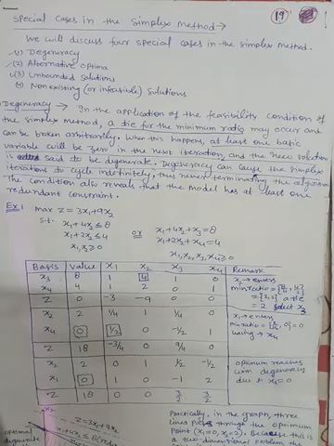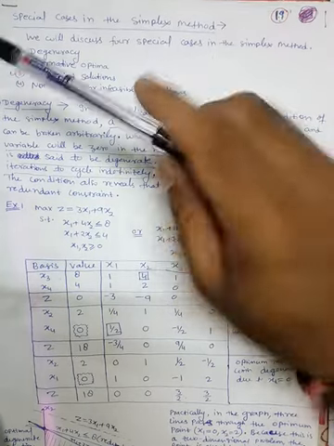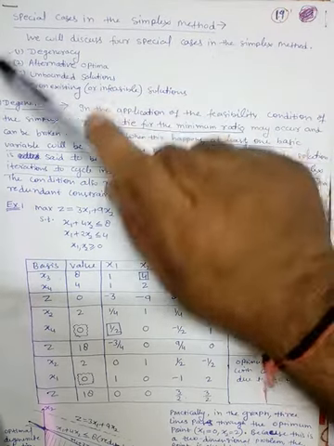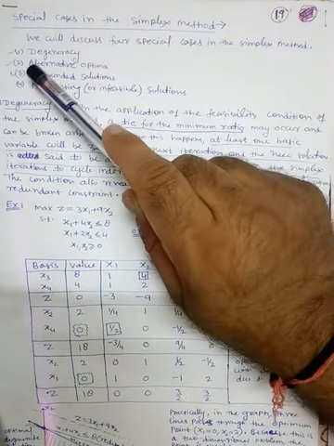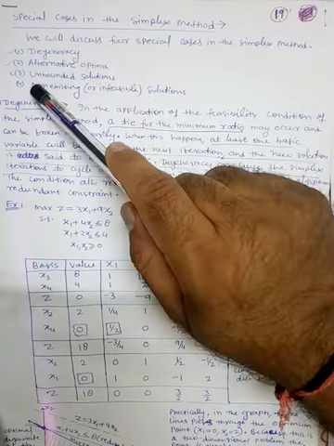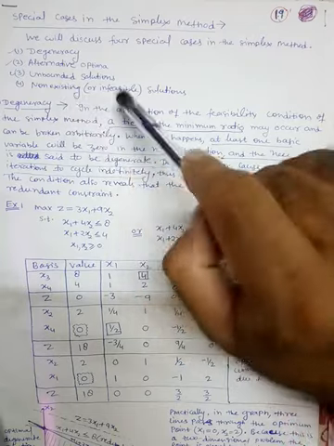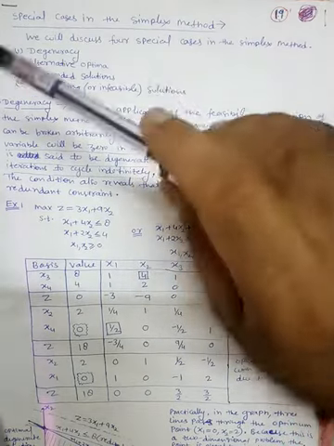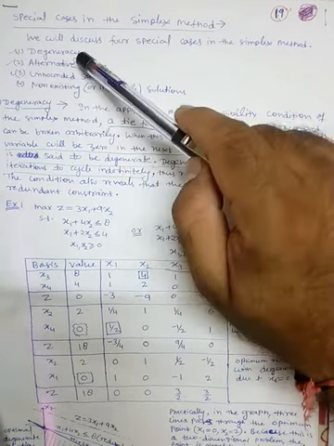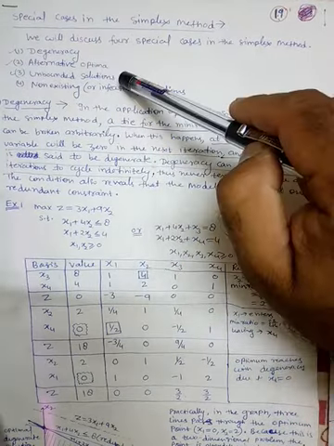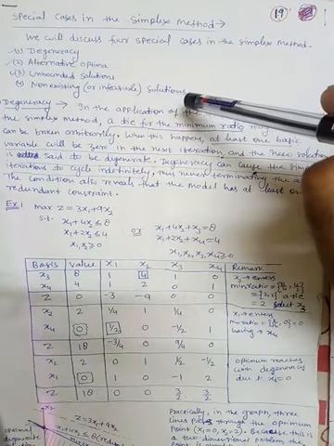Students, today we will discuss special cases in the simplex method. So basically we have four cases which we have already discussed in the graphical method. One is degeneracy, second is alternate optima, third is unbounded solution, and the fourth is non-existing or infeasible solutions. Today we will discuss only the first three: degeneracy, alternate optima and unbounded solutions. We will discuss the fourth one after discussing BigM and the two-phase method.